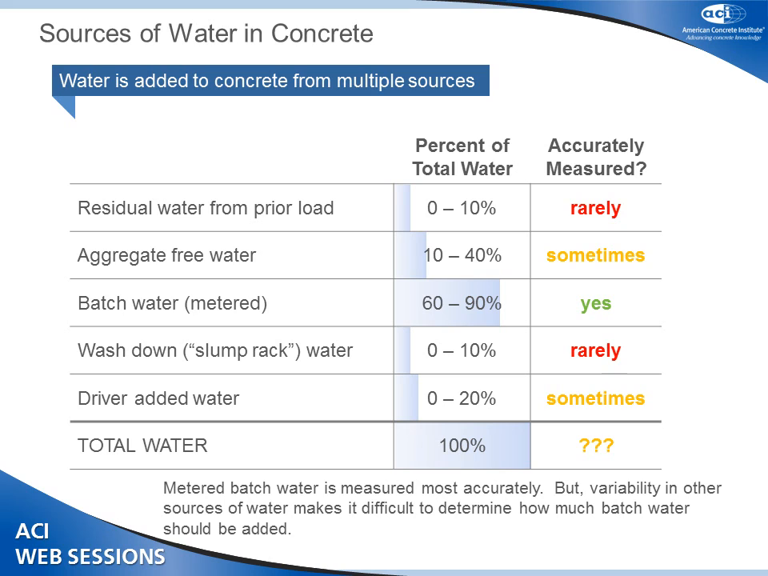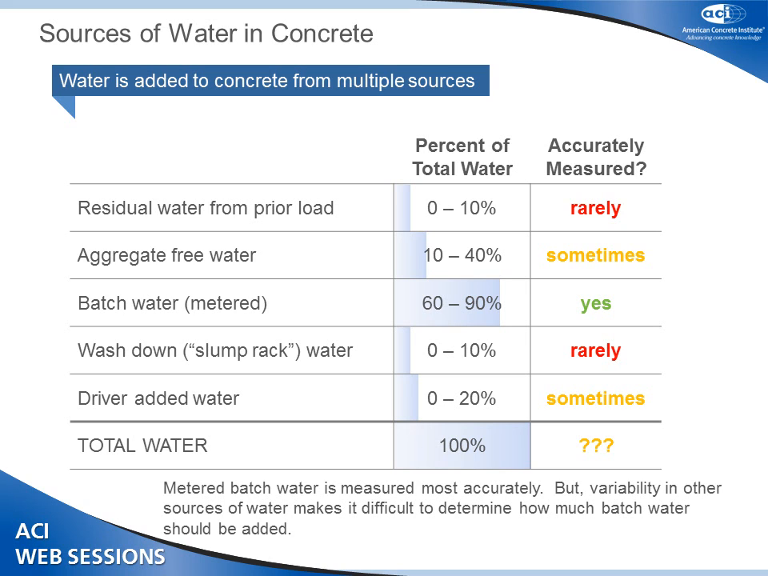So when we look at adding up all these different sources of water, there's uncertainty in knowing how much total water is added in the concrete. And even if we can measure the batch water very accurately, we don't necessarily know how much to put in because we don't know all the other sources.